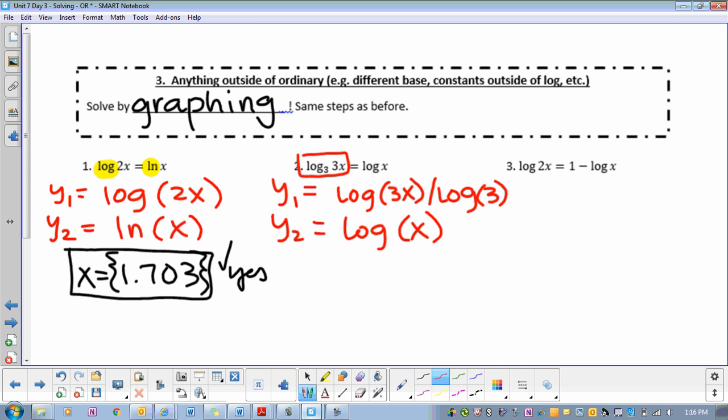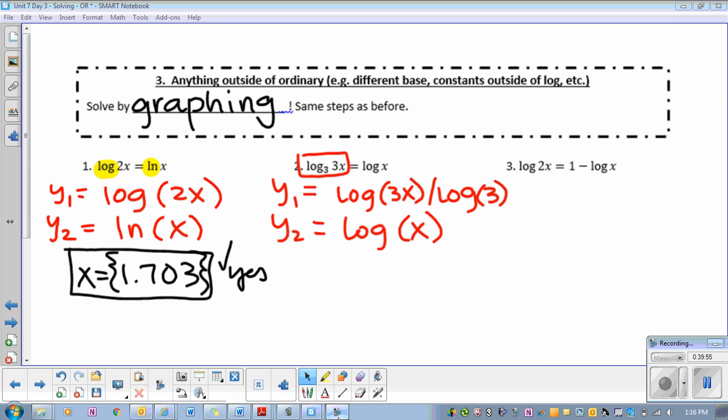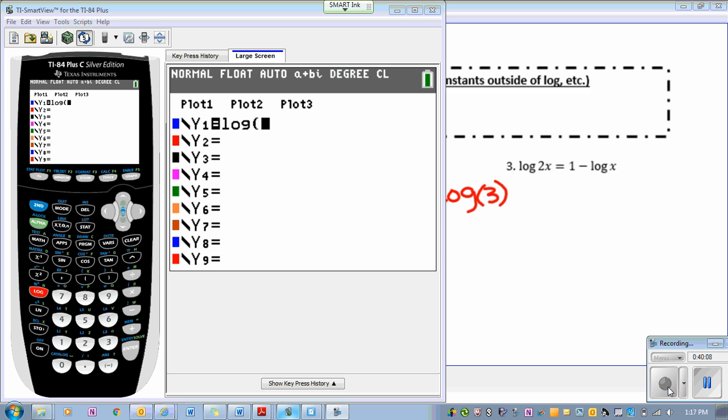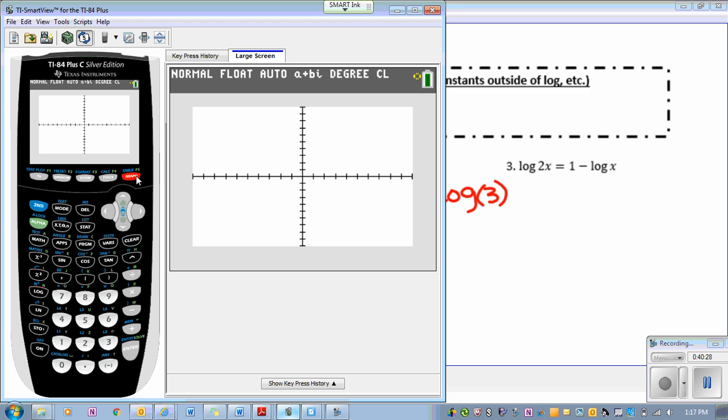And what are your intersections? Actually, this is very important. If there's a base, there's no way for you to just put it in. You have to put the change of base formula. Log of 3x divided by log of 3, and the other one is log of x.